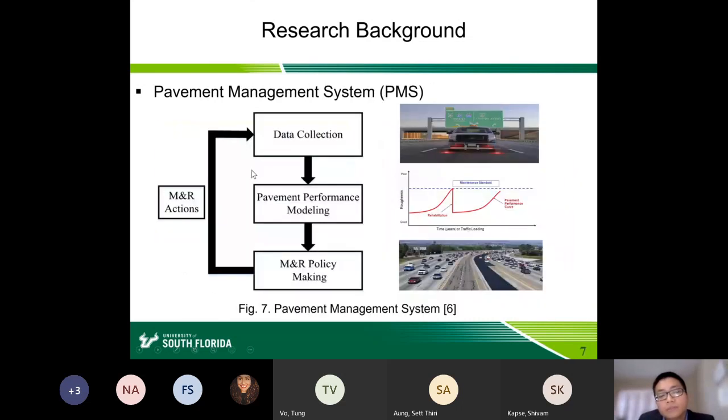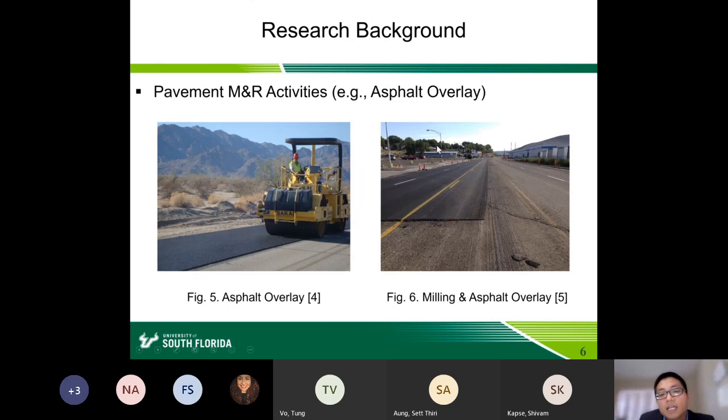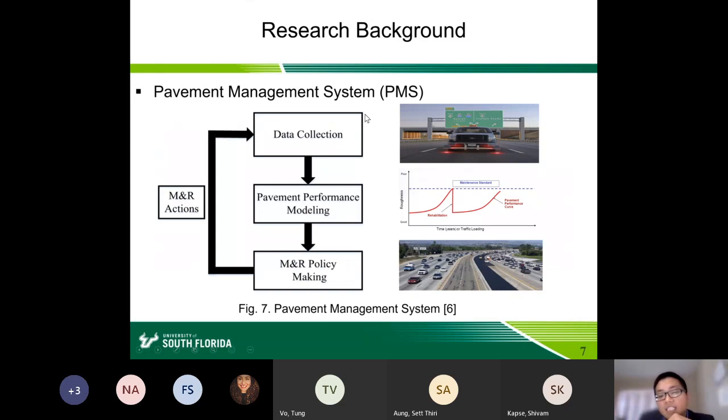In order to schedule the pavement maintenance and rehabilitation, especially asphalt overlay activities, the pavement management system is needed. The pavement management system is a tool that helps highway agencies make decisions to rehabilitate the pavement or select which pavements need to be rehabilitated. It includes 3 parts. As we can see in figure 7, the first part is data collection, like the pavement condition test machine, where the vehicle drives down the road and collects the surface data.